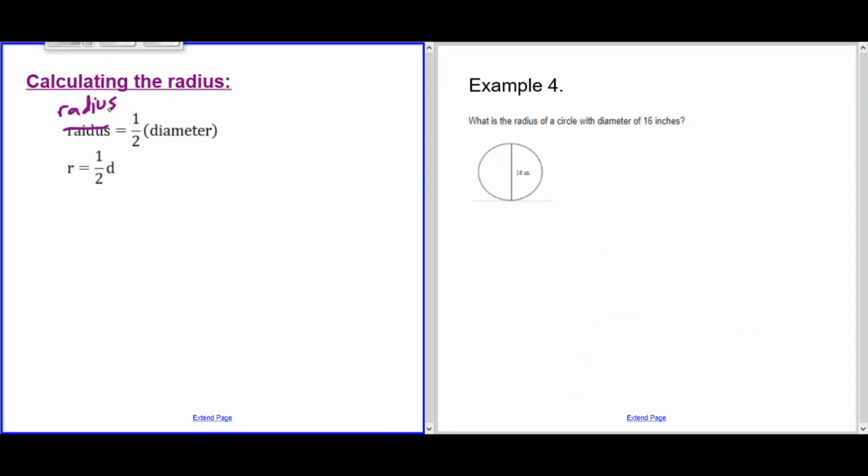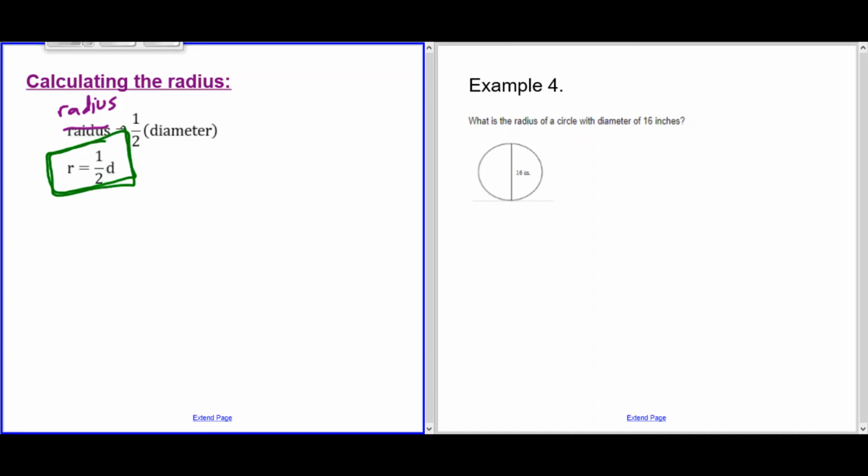So the next formula that you're going to need is the formula for calculating the radius. The radius is 1/2 of the diameter. So if you know the diameter, you could easily calculate the radius. It's going to be this formula right here. Radius is 1/2 of the diameter. So if we know the diameter, the radius is just going to be half of that.